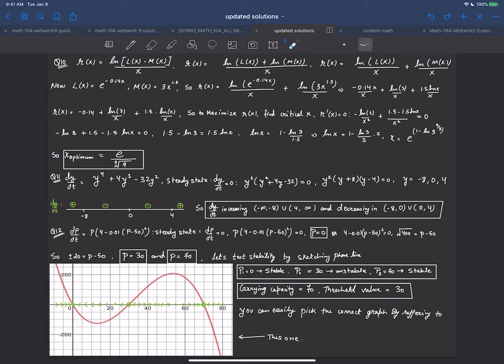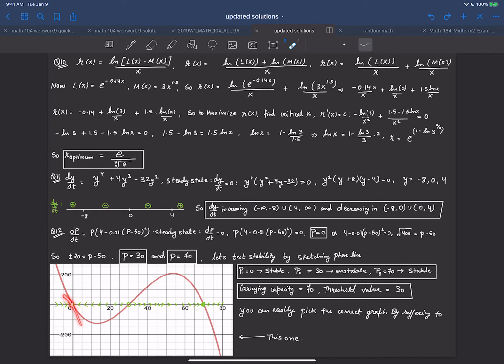Once you have the steady states, to actually test for stability, you can use the phase line. So what I did is I just became lazy and I plotted this in Desmos. The graph looks like this. Once you have this, we can just cross-validate our stable steady states and unstable steady states.